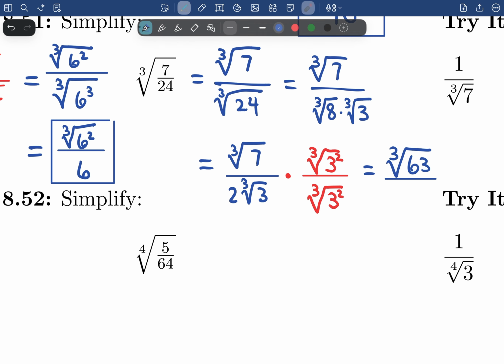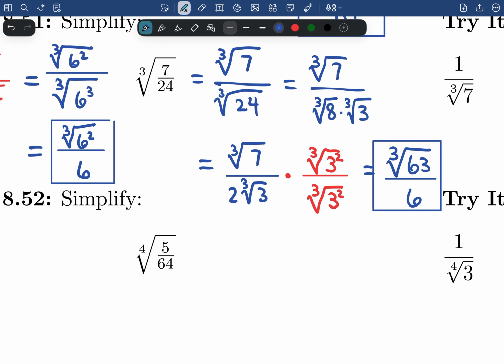And then on bottom, things clean up really well, because I've got 2 times the cube root of 3 cubed, right? Because combining these with the product rule, I would get 3 and 3 squared, which makes 3 cubed. And the cube root of that, yeah. So I've just got 2 times 3 on the bottom, and that simplifies to 6. 2 times 3 is 6. All right, so I've now simplified this, I think, as far as I can, and that's my final answer.